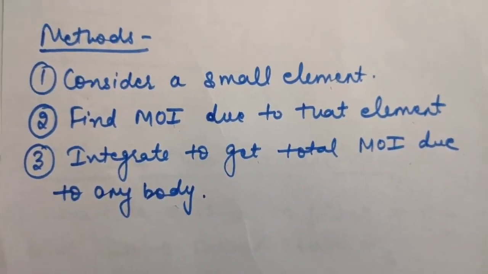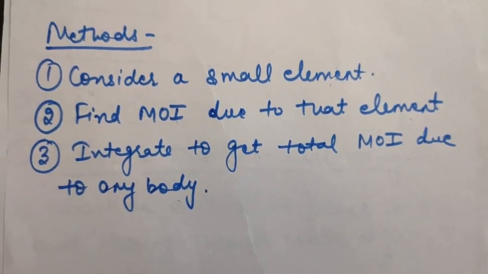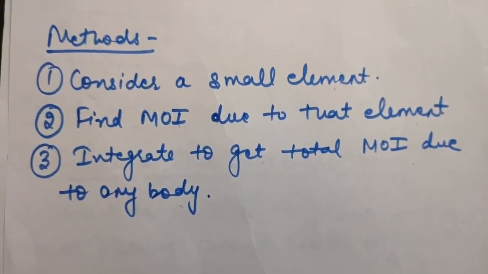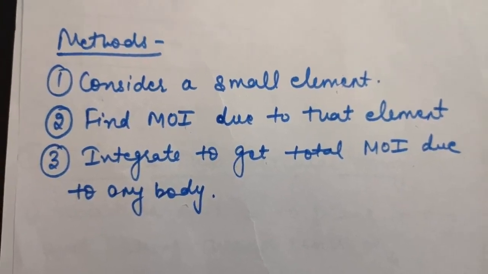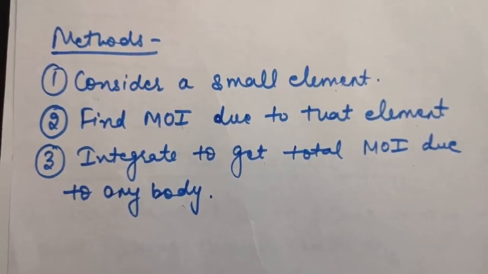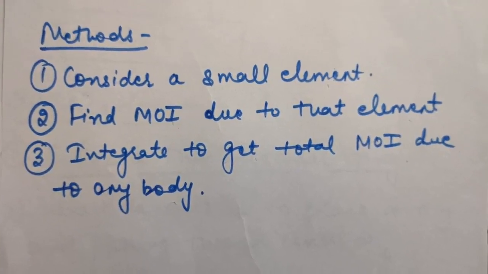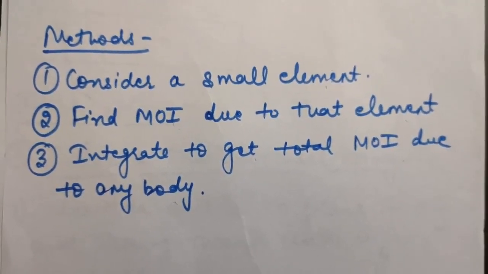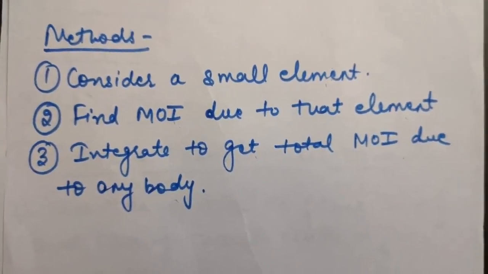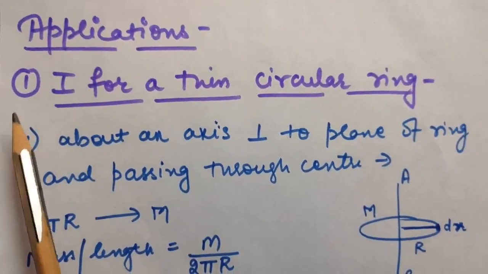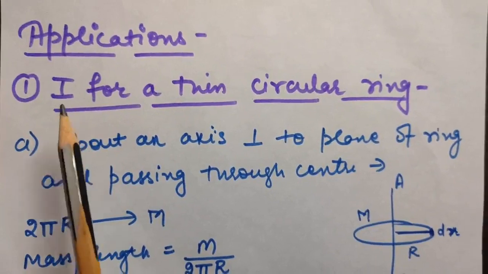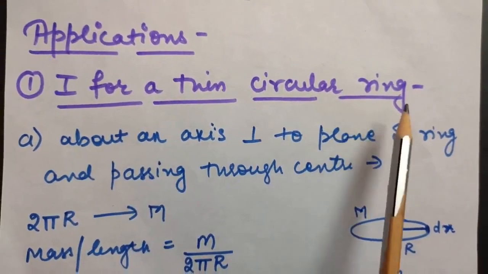Okay, so we will be calculating moment of inertia of a body in 3 steps. First, we will consider a small element. Second step, we will be calculating moment of inertia due to that small element. And third, we will integrate that moment of inertia to get moment of inertia of the whole body. So now look at the applications. The first application is moment of inertia for a thin circular ring.